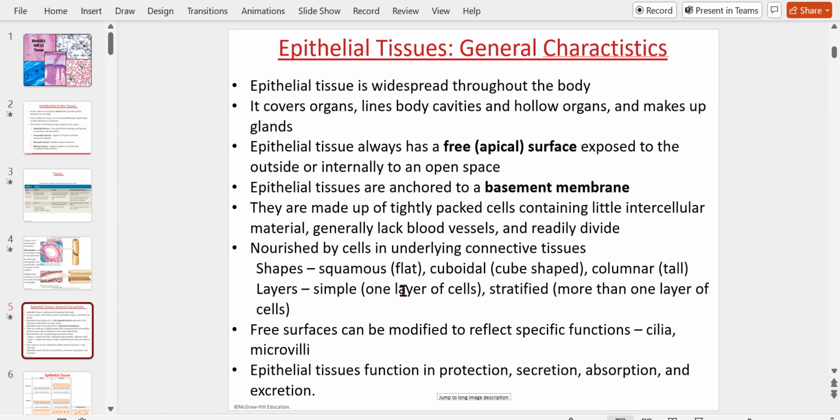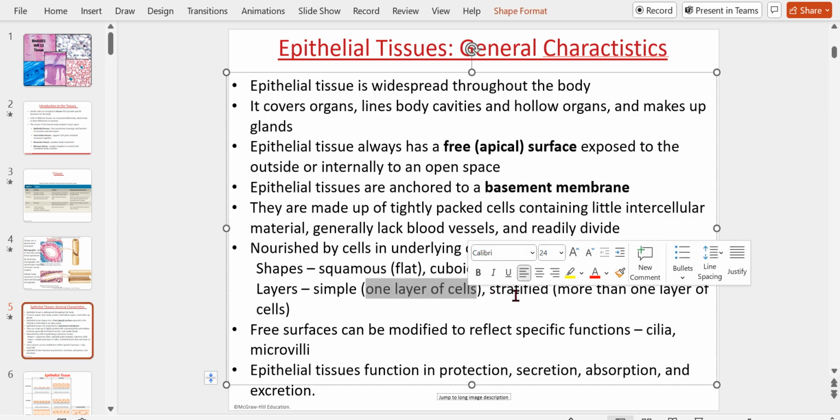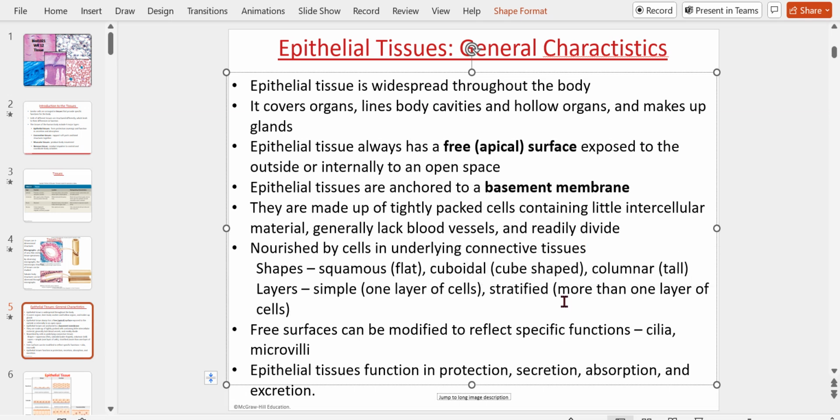There are different names for them, which I'll show you in the next slide. There is squamous, which is flat, cuboidal, which is cube-shaped, and columnar, which is column-shaped. You can have simple or you can have stratified: simple being one layer, stratified being multiple layers on top of each other. Again, there's a free surface. It can be modified to reflect specific functions. There could be cilia or microvilli on these cells. Epithelial tissue functions in protection, secretion, absorption, and excretion.